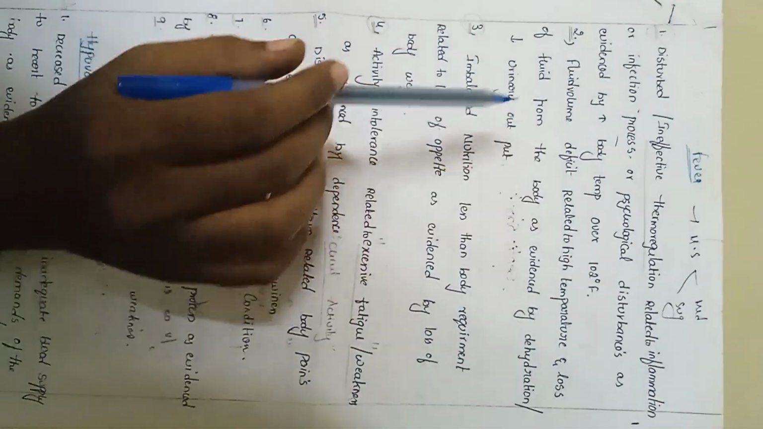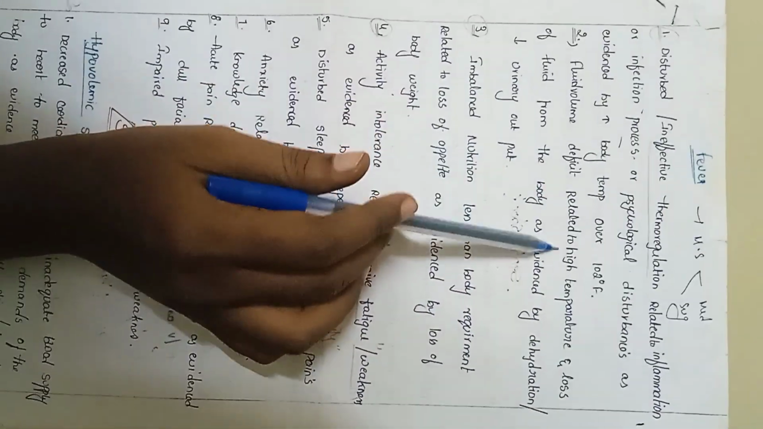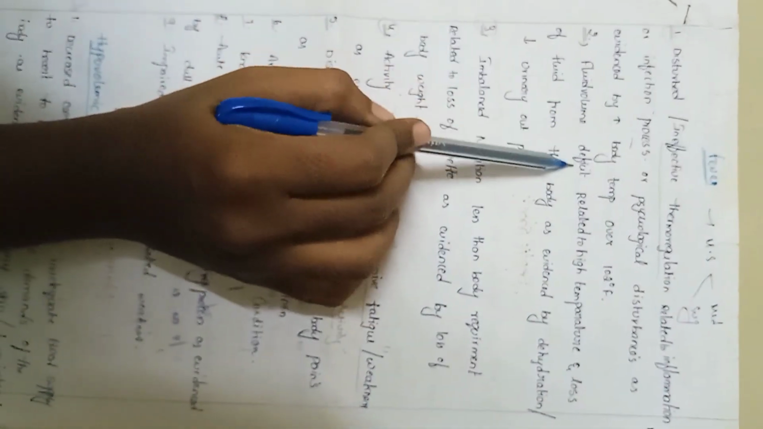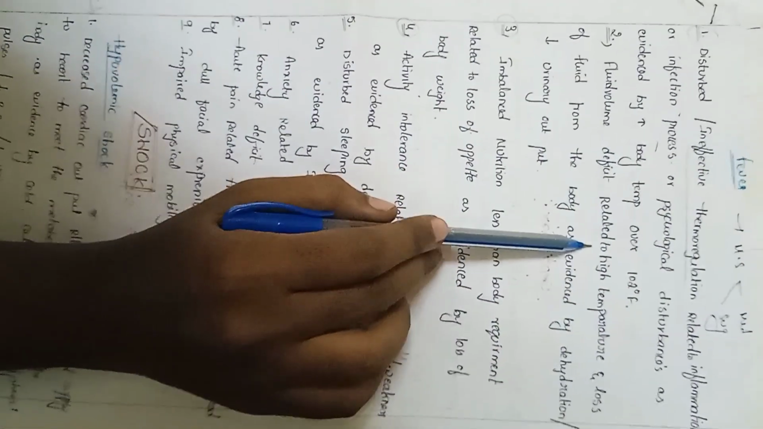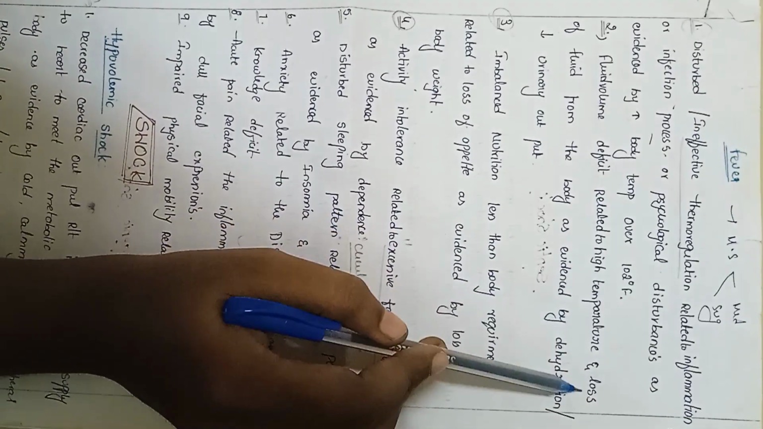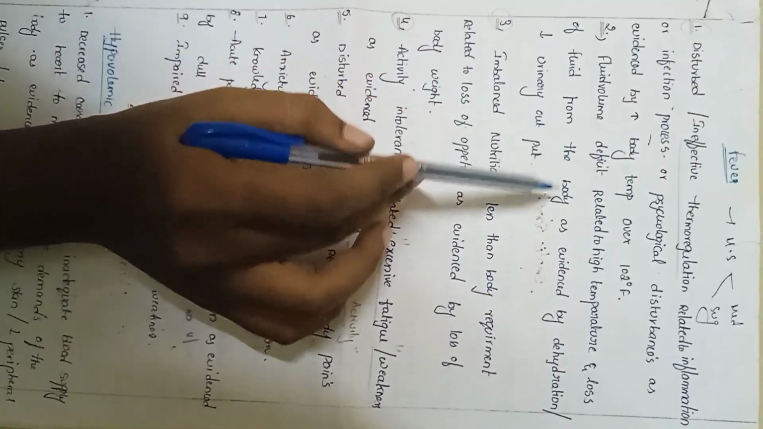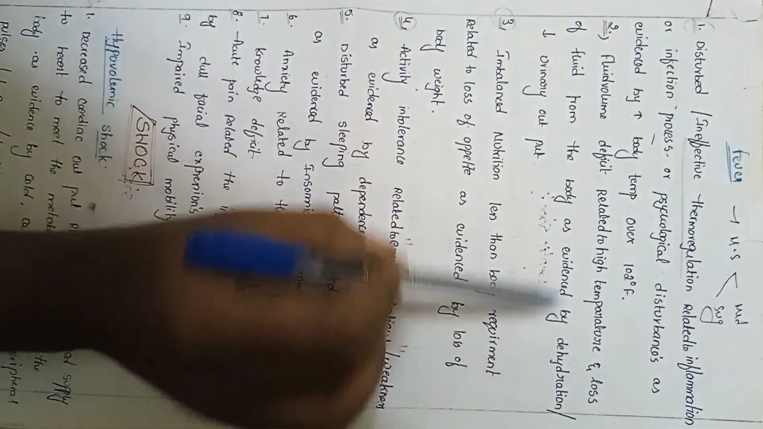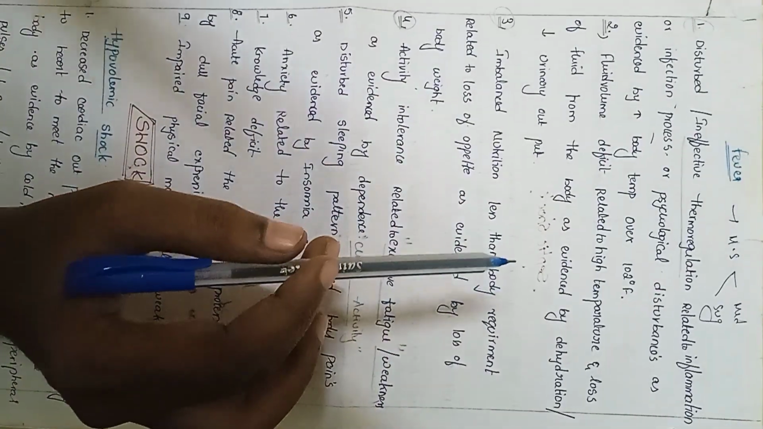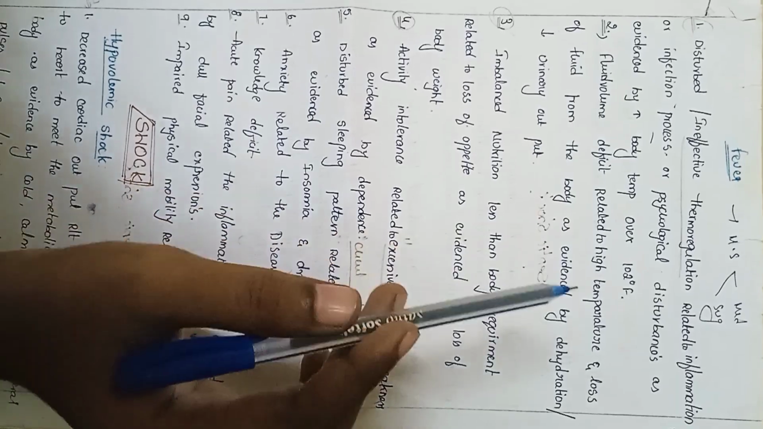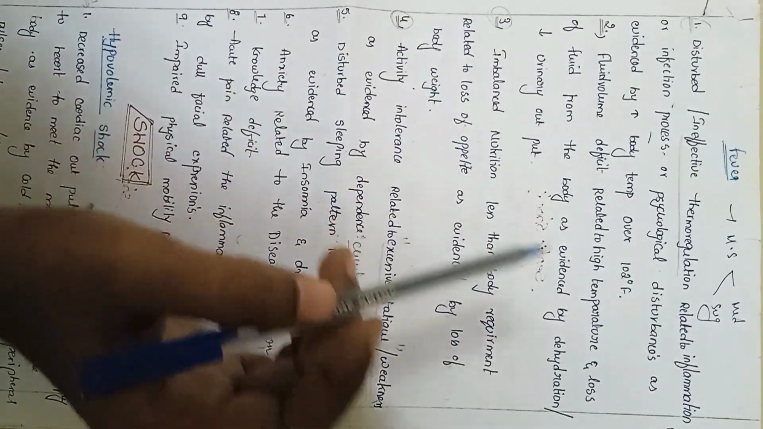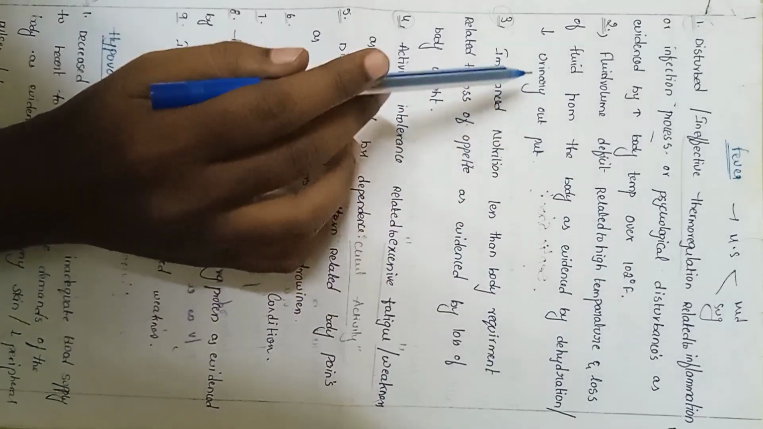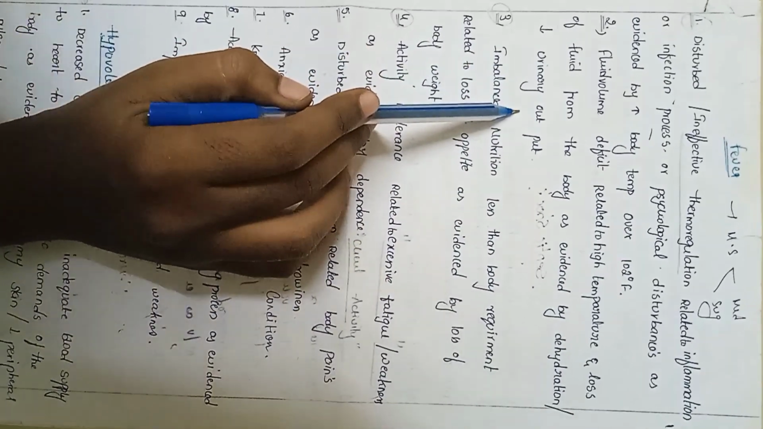And the second one is fluid volume deficit related to high temperature. In the fever condition, we will see fluid volume deficit. So here, fluid volume deficit related to high temperature and a loss of fluid from the body, as evidenced by dehydration or decreased urinary output. Mostly the cause of fever may be a medical cause or a surgical cause. In that we will see dehydration and decreased urinary output.